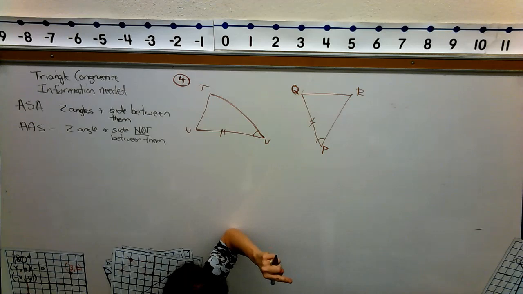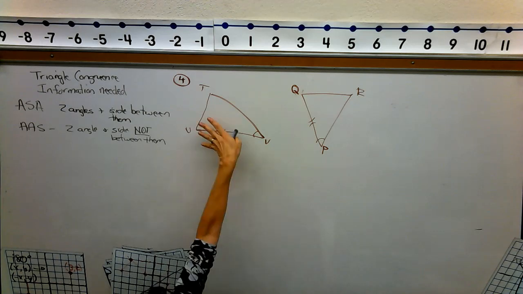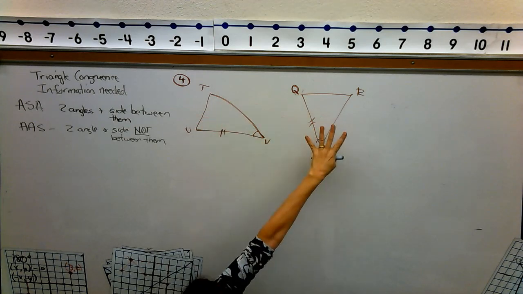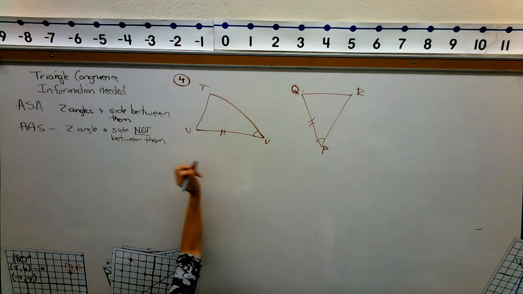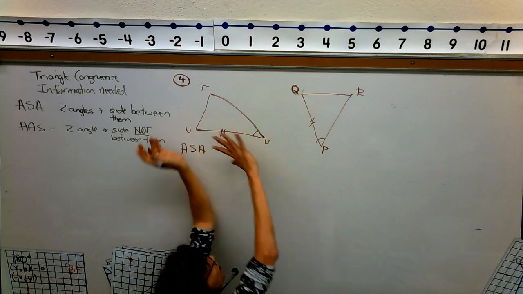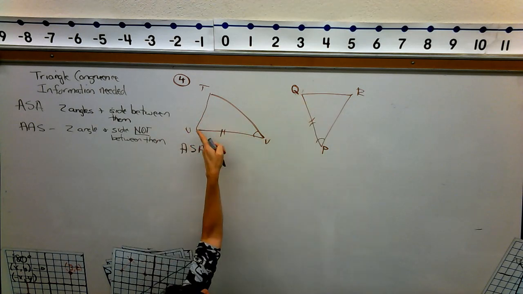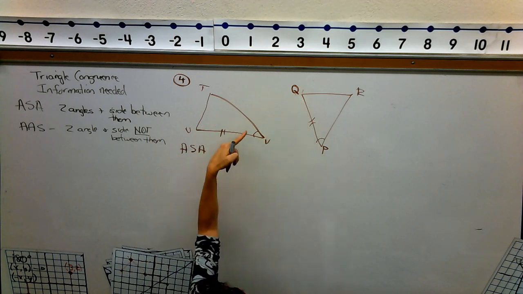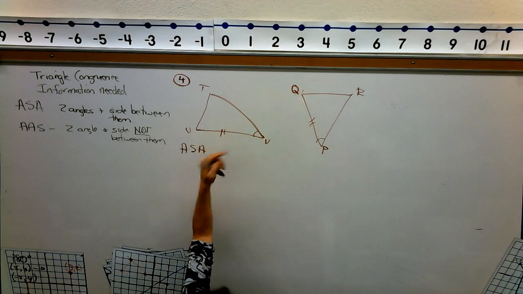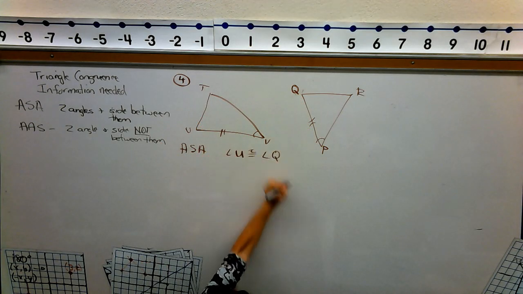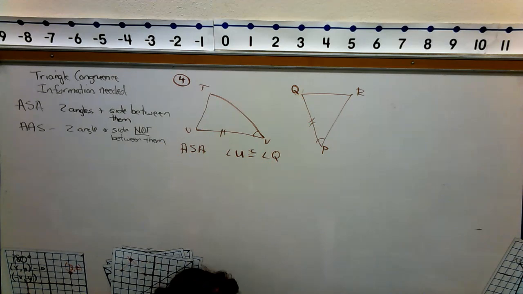One way of thinking about this, ladies, is that it's a rotation. See how this would map onto that? And so if we're doing it by, they said angle, side, angle, right? So if this rotates on here, that means that U goes on to Q, right? So that's the second angle that we need. Angle U congruent to angle Q. That's it.